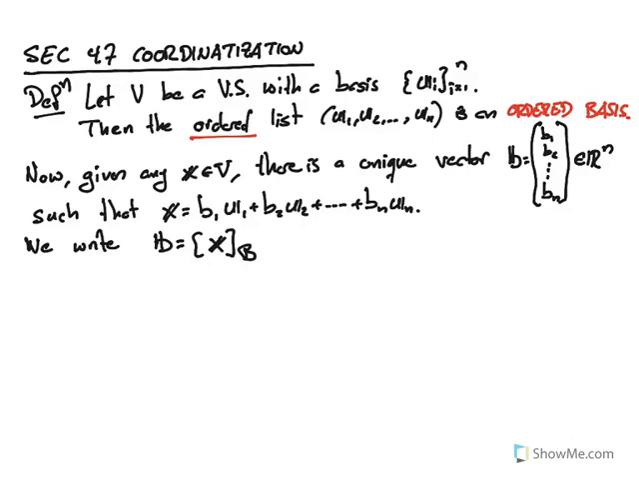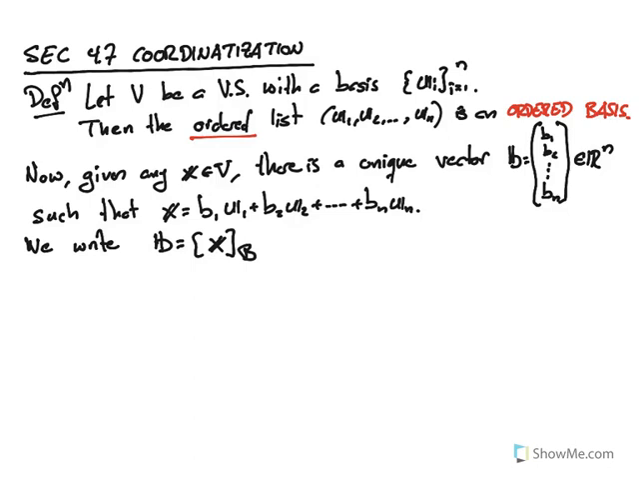We have arrived at section 4.7, which is about coordinatization. And the idea here is something that we've already come across several times, which is that once you specify a basis for a finite dimensional vector space, then there's a very systematic way of identifying any vector in the space with a vector in Rn.